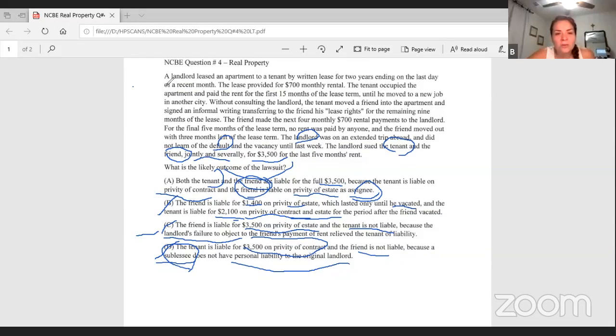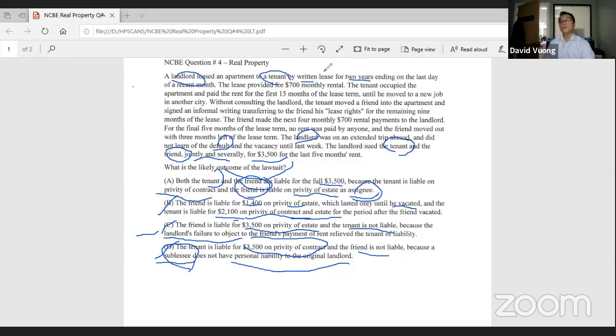A landlord leased an apartment to a tenant by written lease for 2 years, ending on the last day of a recent month. We always circle the parties, landlord and tenant, we write down the years, and we underline rent because we want to make sure of the statute of frauds. Whenever we see the word oral or the word rent, those are terms of art for us to apply the elements. And 2 years, so it's enforceable because it's more than 1 year, it must be in writing.